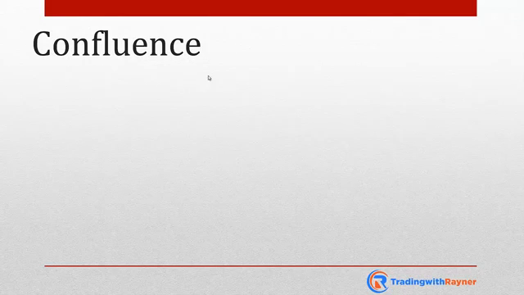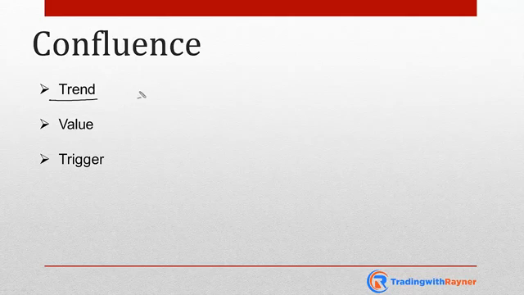So what are the things I look for in confluence? Number one is the trend, number two is the value, and number three is the trigger. Trend I believe is pretty self-explanatory, right? If it's an uptrend, I'll look to long. If it's in a downtrend, I look to short. If it's in a range, then I can either go long or short. Okay, simple. And value is again a pretty simple concept. For example, support and resistance are areas of value because you want to buy low, sell high. You can long support, you can sell resistance.